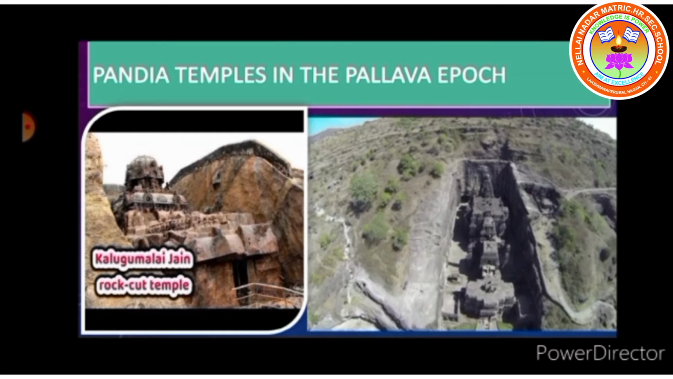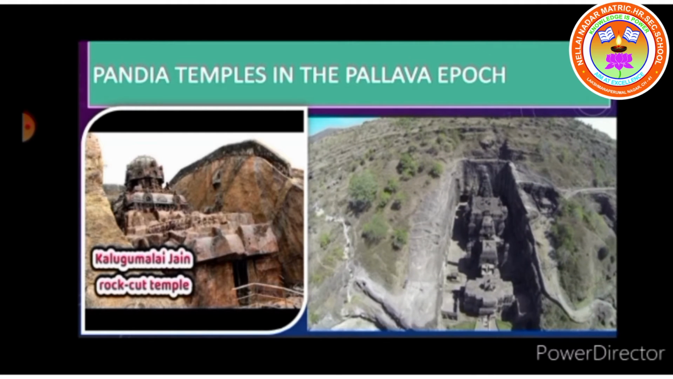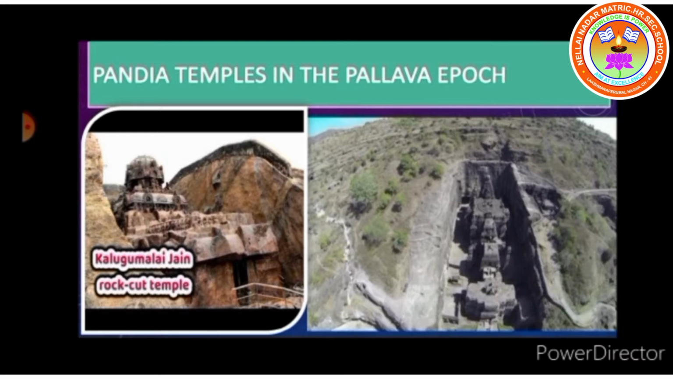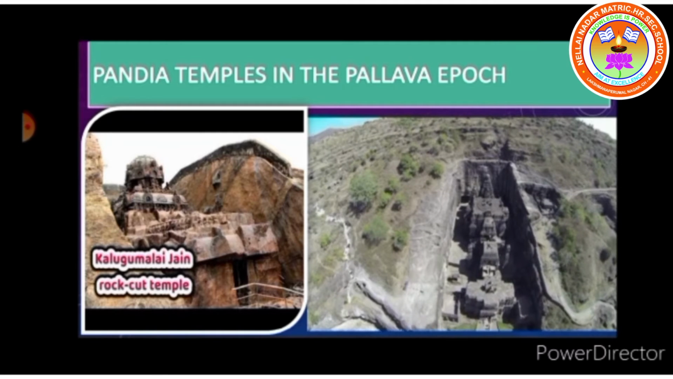Next, let us see Pandya temples in the Pallava epoch. Early Pandyas were the contemporaries of the Pallavas. Contemporaries means living at the same time. More than 50 cave temples have been found in different parts of the Pandyan Empire. The most important of them are found in Malayadi, Kurinchi, Aanaimalai, Tirupparankunram and Tiruchirappalli. These caves were dedicated to Shiva, Vishnu and Brahma.